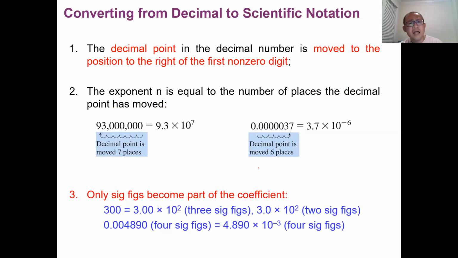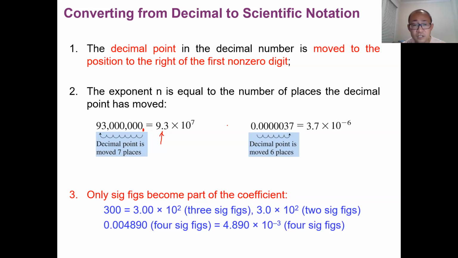Now, how do we convert a large or a small number to scientific notation? What we do is basically move the decimal. Remember, scientific notation has a number with a non-zero digit to the left of the decimal. So basically, you move the decimal to the right of the first digit. For example, here, 93 million. I move the decimal over here. This was the decimal. I moved it all the way to the right of the 9, because I want to make sure there's a digit to the left of the decimal.